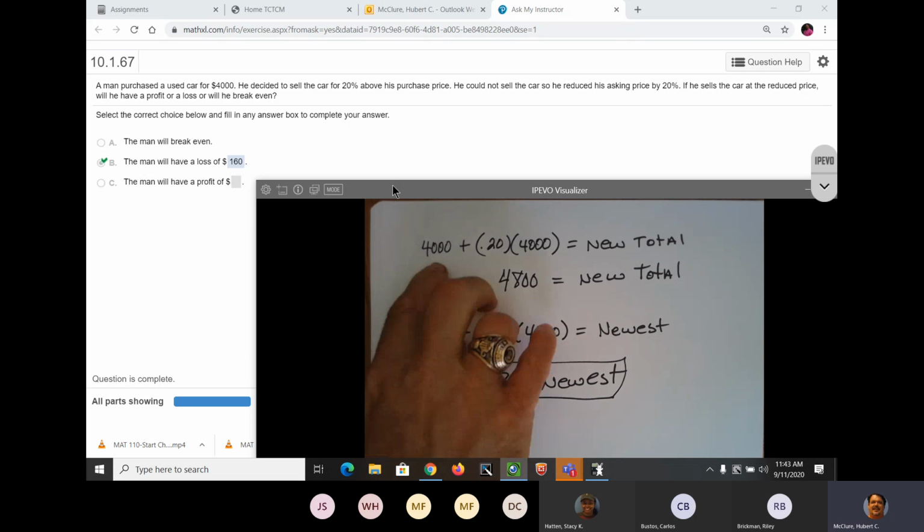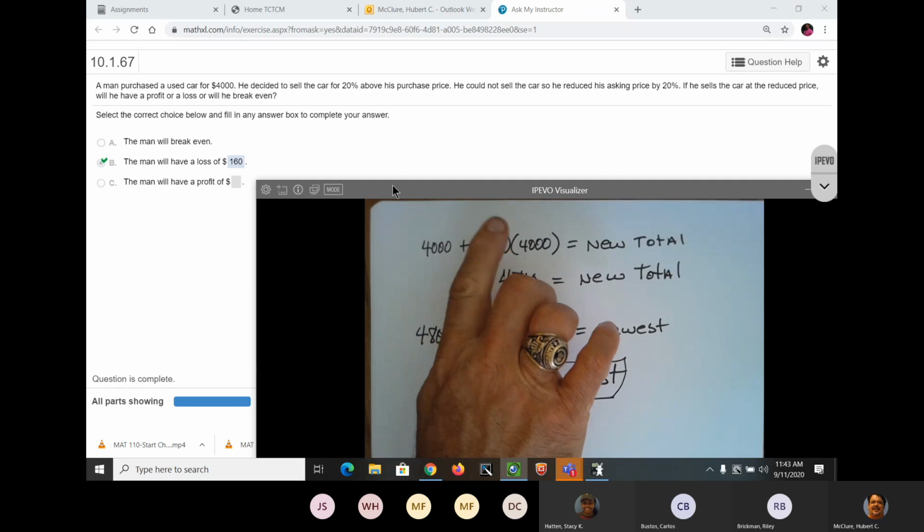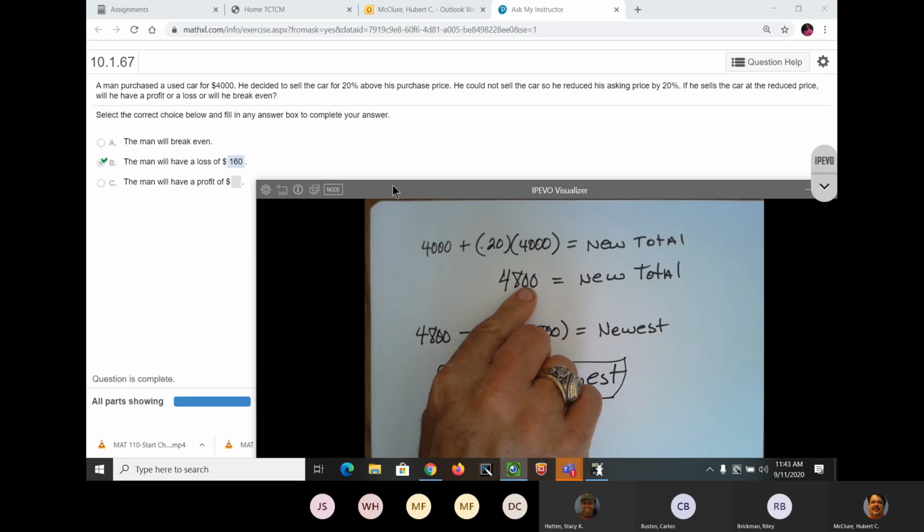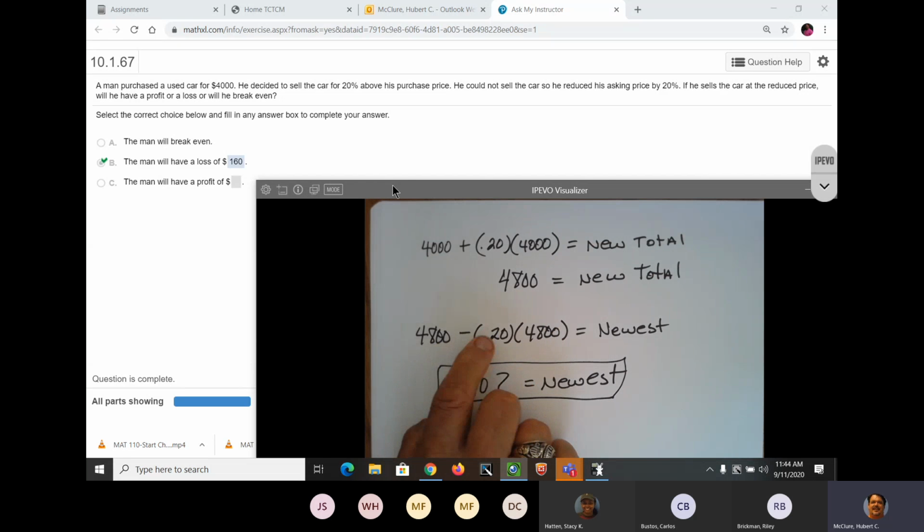I bought it for $4,000. I put a 20% uptick on it, and that gave me $4,800. So I put it on the side of the road at $4,800. It wouldn't sell, so I reduced the price of $4,800 by 20%. And that gave me $3,840, which is $160 less than what I paid for the car.